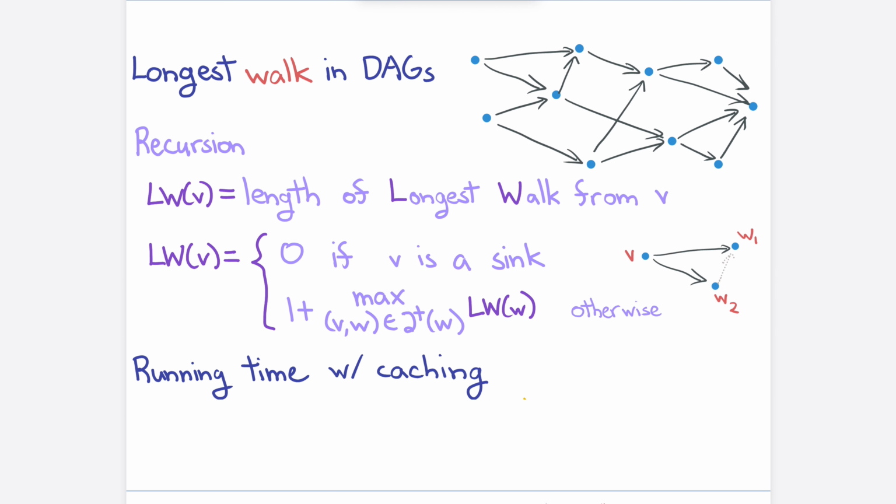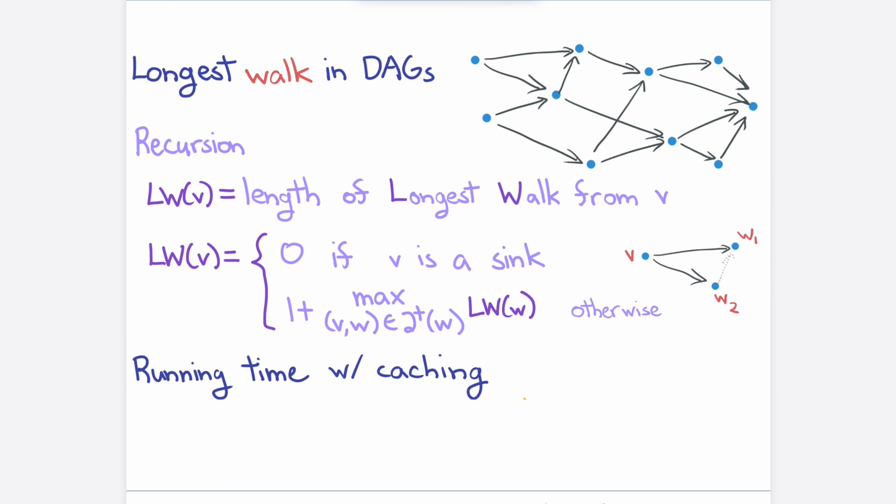I can apply caching. Basically I'll solve a vertex subproblem and I won't solve it twice. Once I compute the longest walk from a vertex, I just save it in a table. You can do the topological order and make an array where each vertex occupies its corresponding spot. But in any case, what would be the running time of this algorithm? Which one? N as in vertices? Okay, so there's one problem for every vertex. Except how long does it take to solve one of these subproblems?